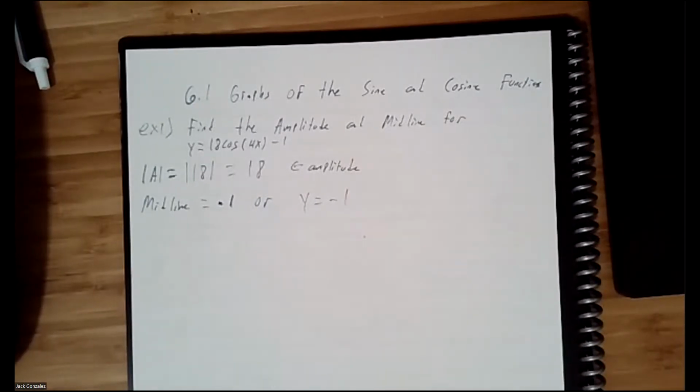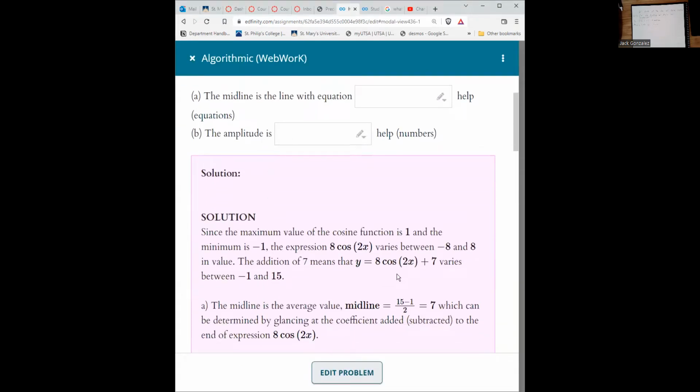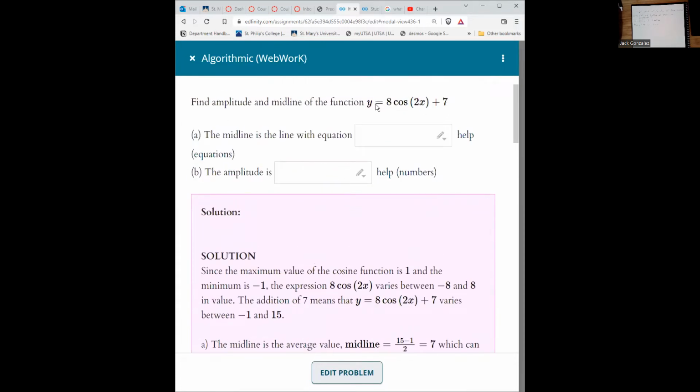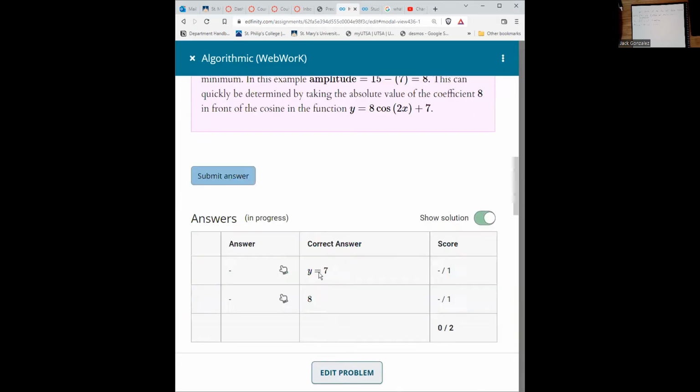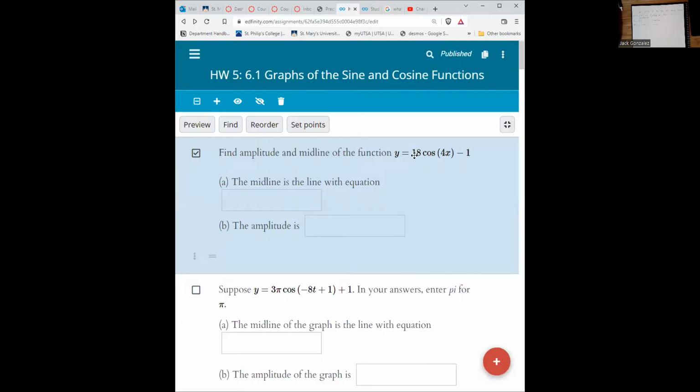Look at the homework here. Midline and, here we go. For this question, y equals 7 and amplitude equals 8. So y equals 7, 8. Ours was y equals -1 and 18. So no big deal. That's number one.